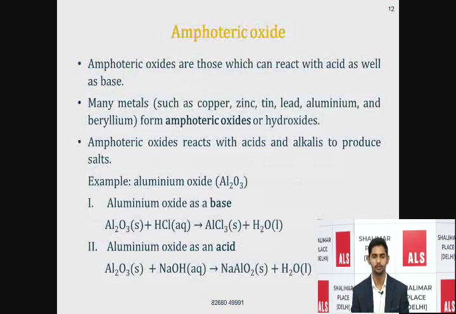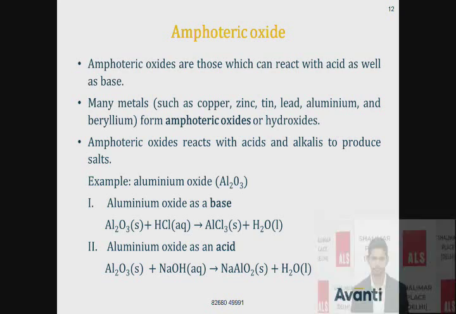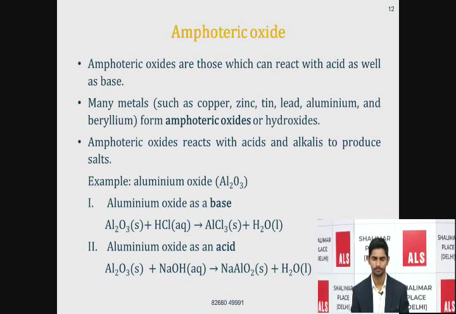Let's move on. Amphoteric oxides. Amphoteric oxides are those which react with acid as well as a base. Please copy and then confirm.